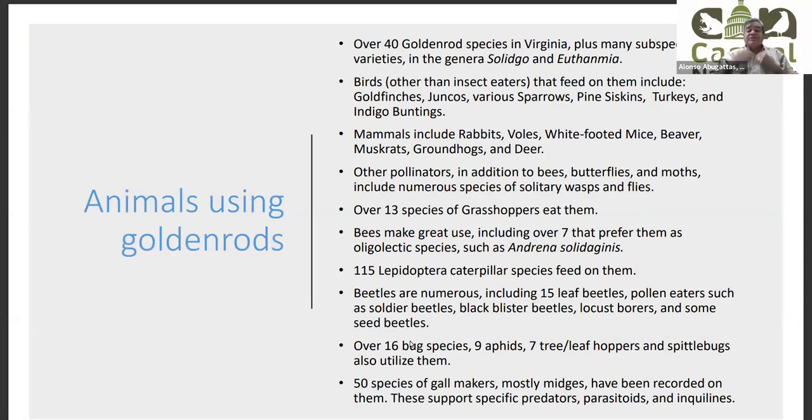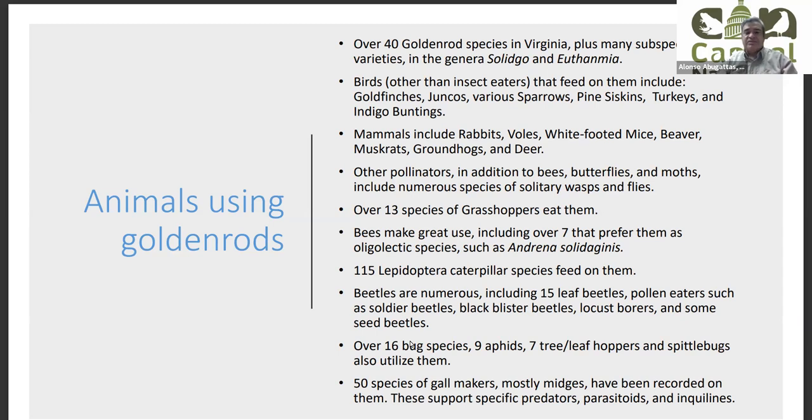So I mentioned goldenrods as an example of all of them. One of the big things, 115 caterpillars, but more importantly, seven different kinds of oligolectic bees, meaning that they have to have this goldenrod or they cannot reproduce. In fact, some of them, Andrena solidaginis, Solidago is the genus for goldenrods. It's so important that it's even part of its scientific name, because without it, you can't have it. On top of everything else, there's 16 bugs, 9 aphids, 7 treehoppers, all sorts of things, and 50 different kinds of gall makers.